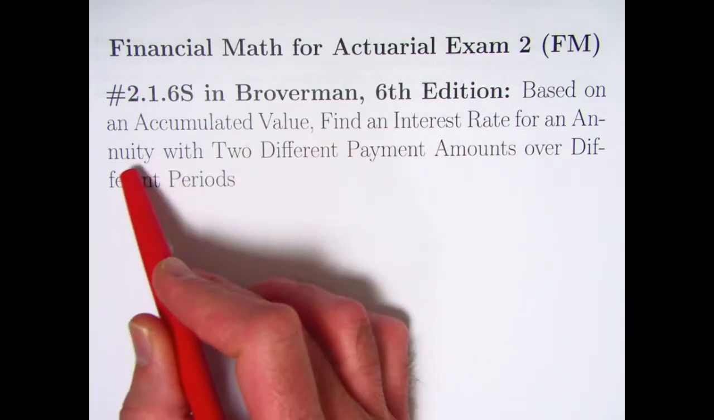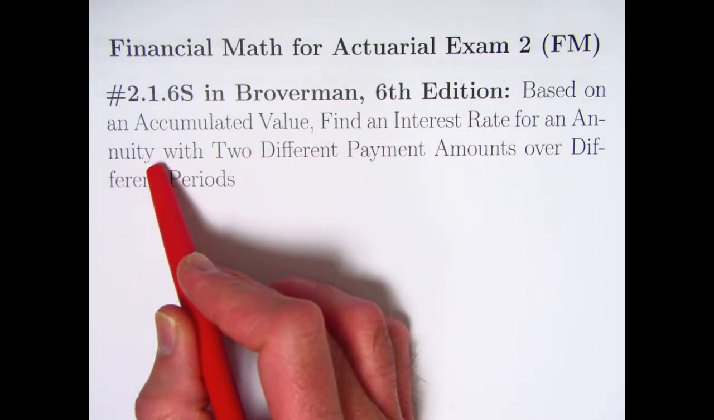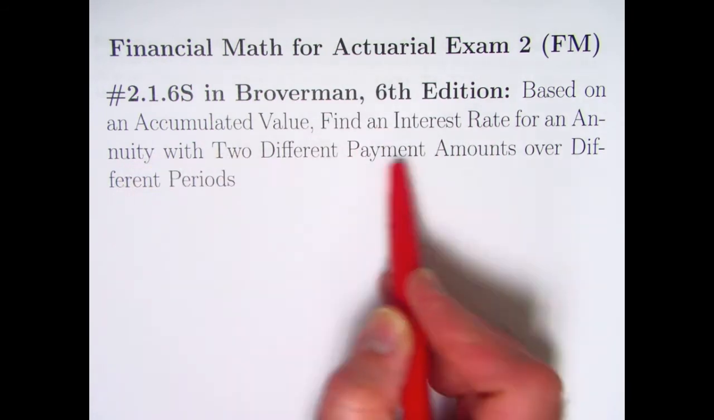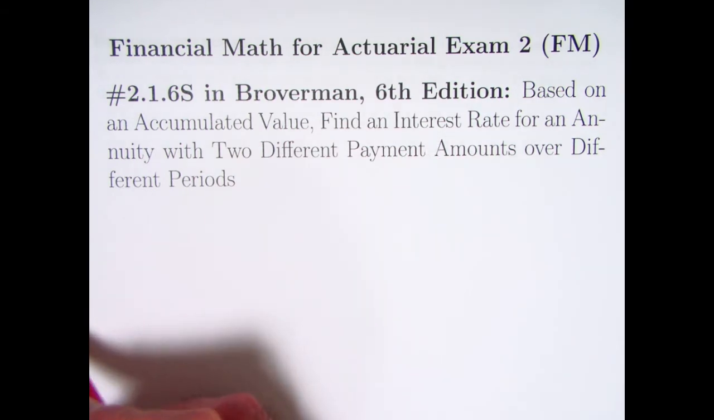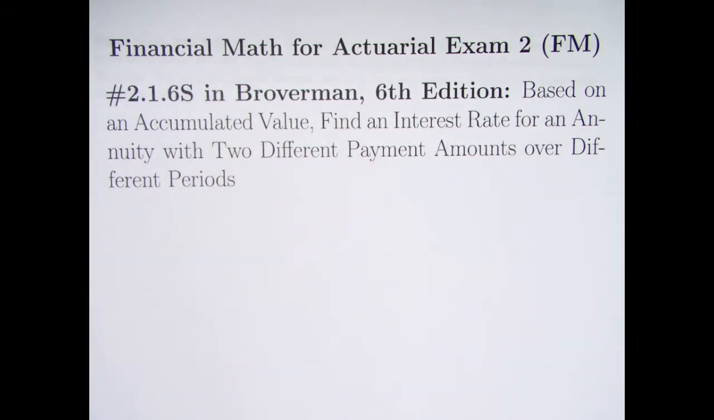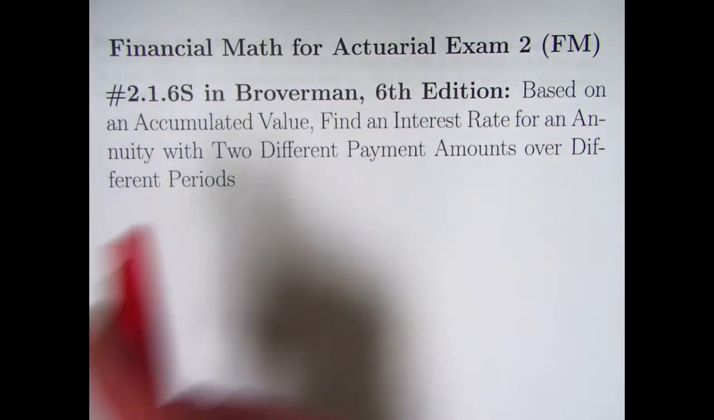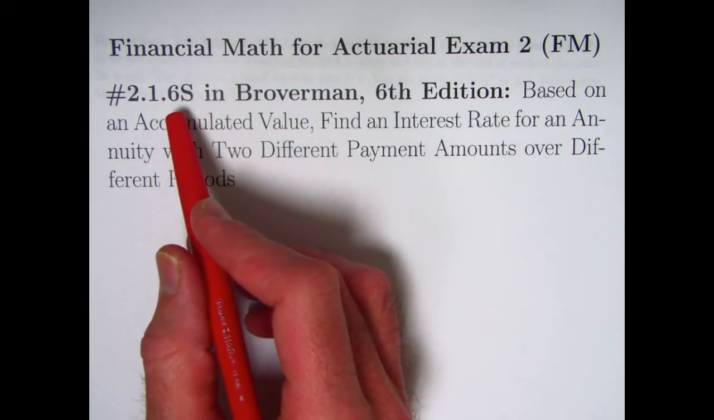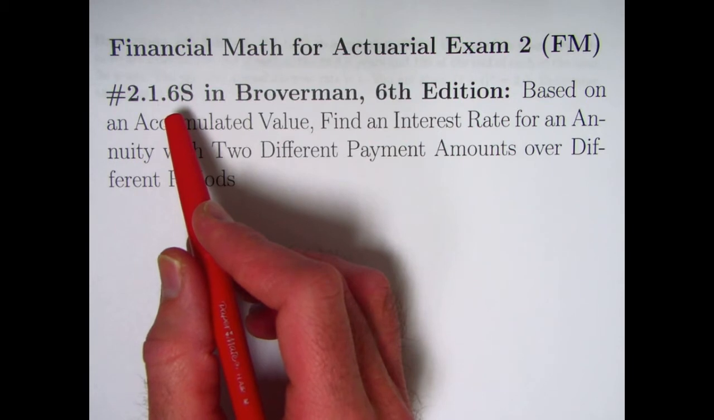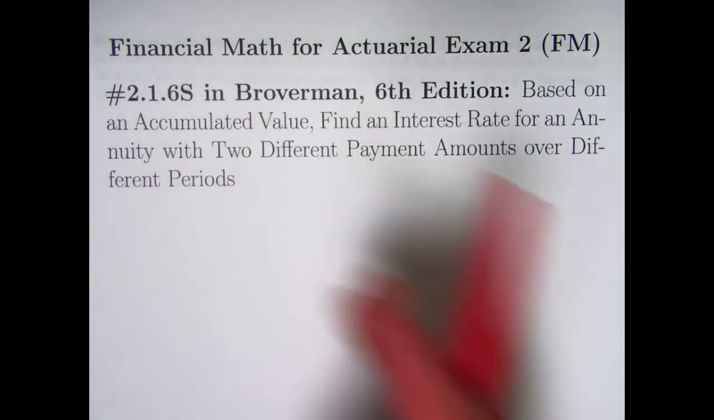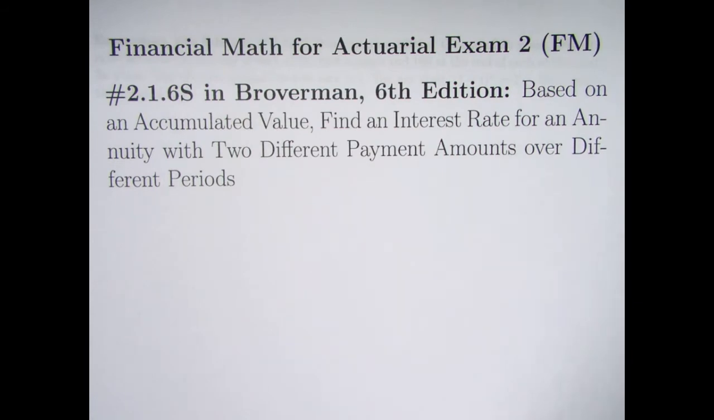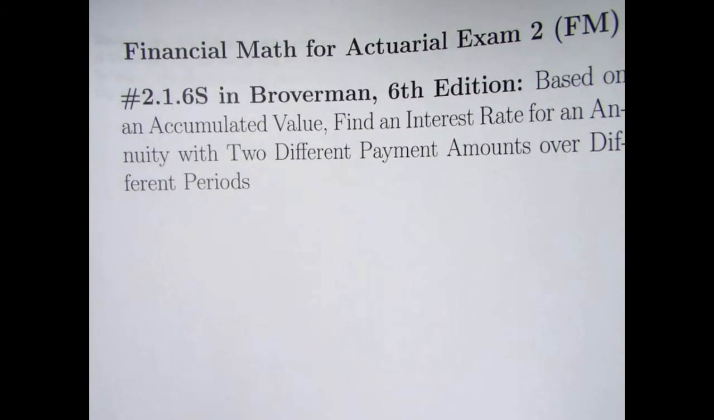Find an interest rate for an annuity, which is a new kind of idea here, with two different payment amounts over different periods. This problem is a little tricky. It's our first problem dealing with annuities. Actually, compared to some of the first 5 problems, it's not as tricky as some of those. Even those problems were not labeled with an S, so they're not old exam problems. I may end up going back to those because they were pretty interesting, but they involved other ideas besides the basic idea of an annuity and its accumulated value.